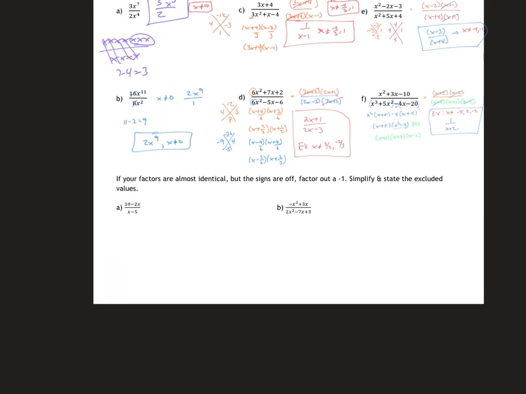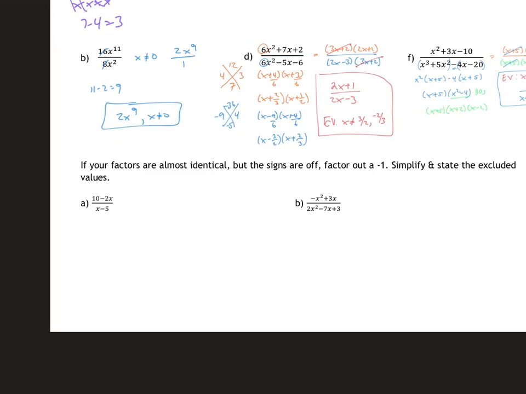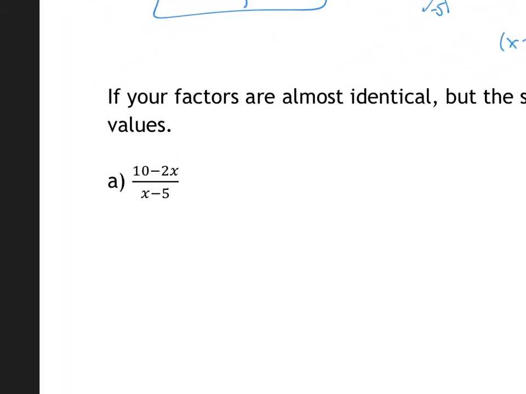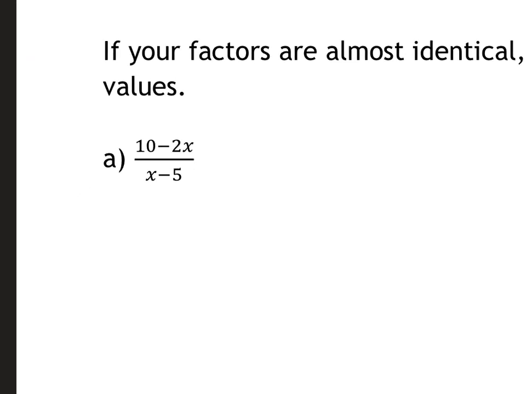All right, let's look at a couple. If your factors are almost identical but the signs are off, factor out a negative 1. These are kind of tricky here. All right, so let's look here. Up top, I got a GCF. So up top, I can take out a 2. If I take out a 2, that's going to leave me with a 5 minus x over x minus 5.